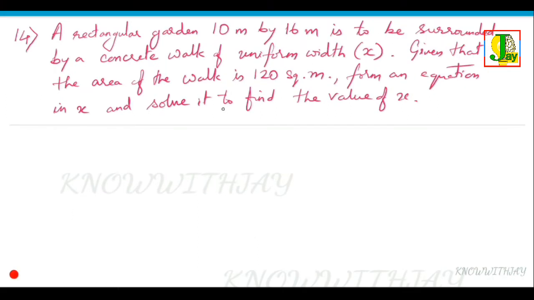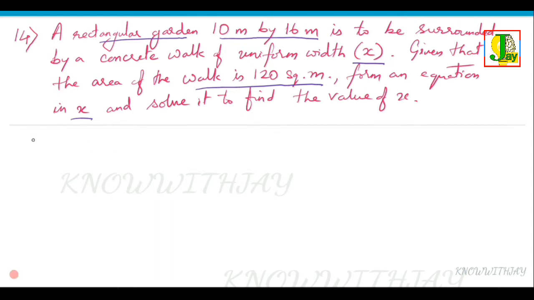So in this question we have a rectangular garden and the measures are 10 meter by 16 meter and there is a uniform width concrete walk of width x meter. Area of the walk is given as 120 square meter. You have to form an equation in terms of x and then find the value of x.